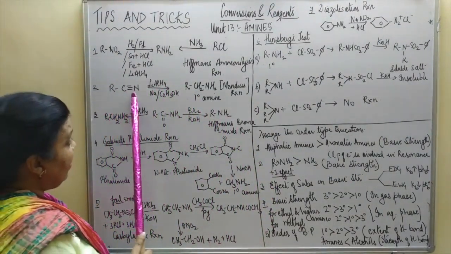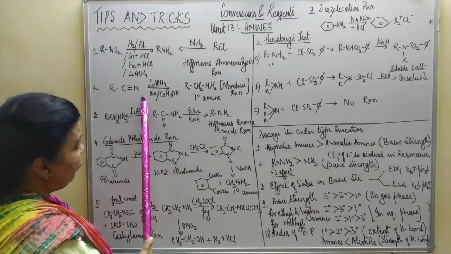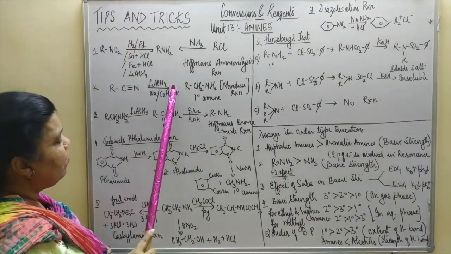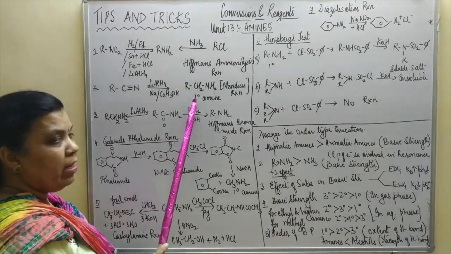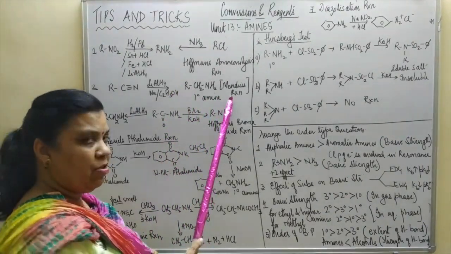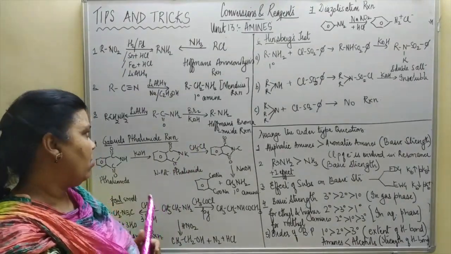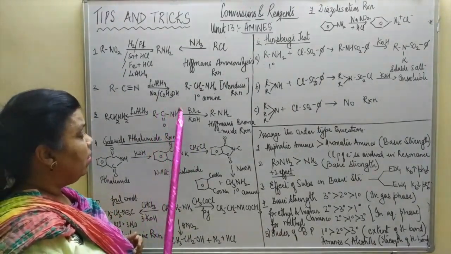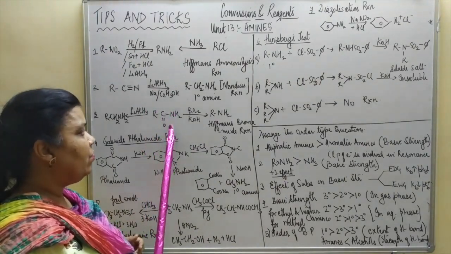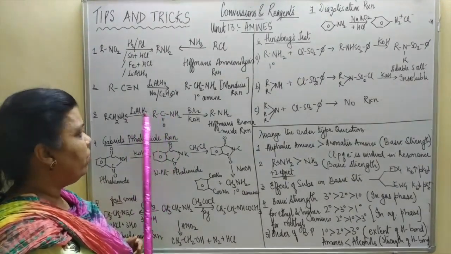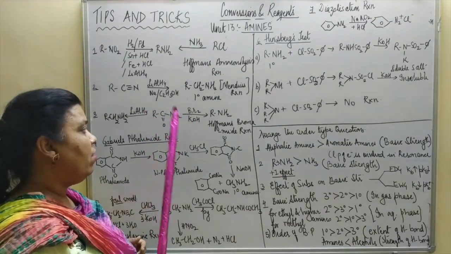Next, the cyanides, on complete reduction using the reducing agent lithium aluminium hydride or sodium and ethanol, can be converted to 1 degree amines. The name of the reaction is called Mendius reaction. Next, the formation of amines from amides. From amides, we can prepare amines in two different ways by using two different reagents.